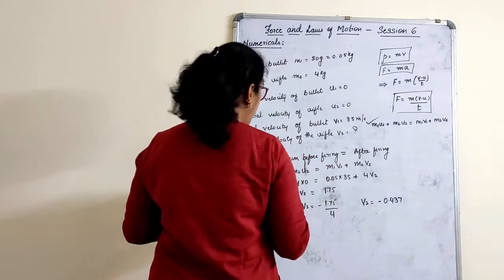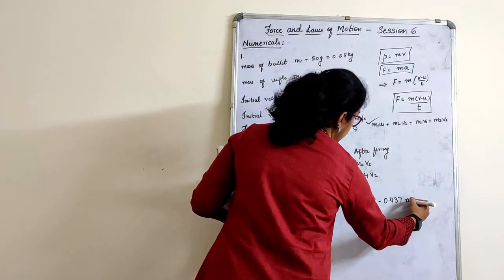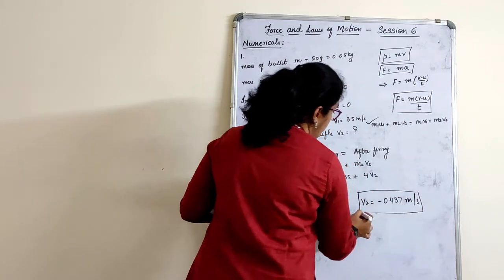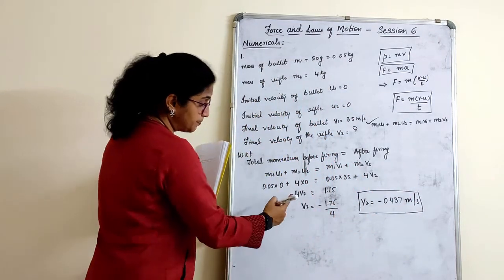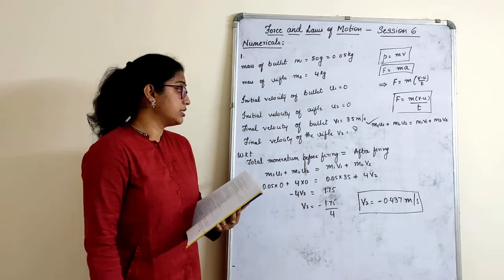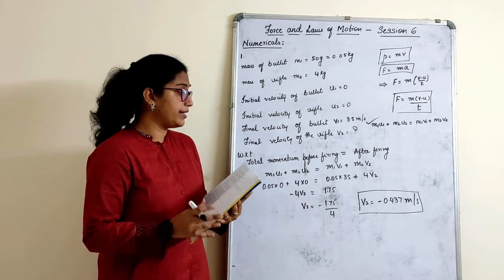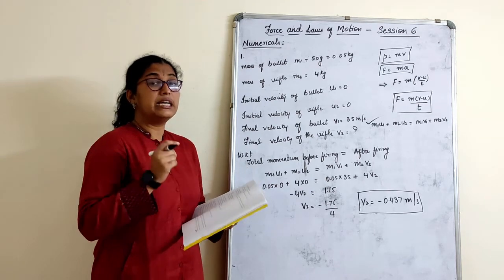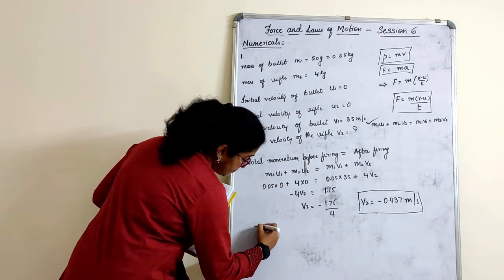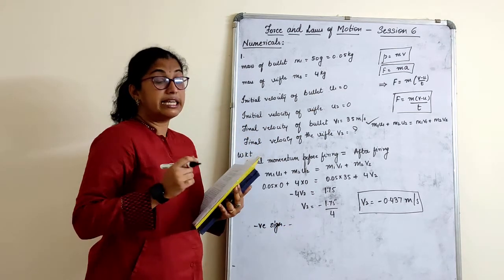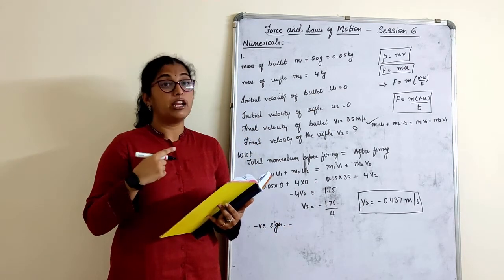Or 0.44, what you get here is meters per second. Why did we get negative? We have to get negative here. We have to write the recoil velocity of the bullet is minus 0.4375 or minus 0.44 meters per second. The negative sign indicates the recoil of the bullet.